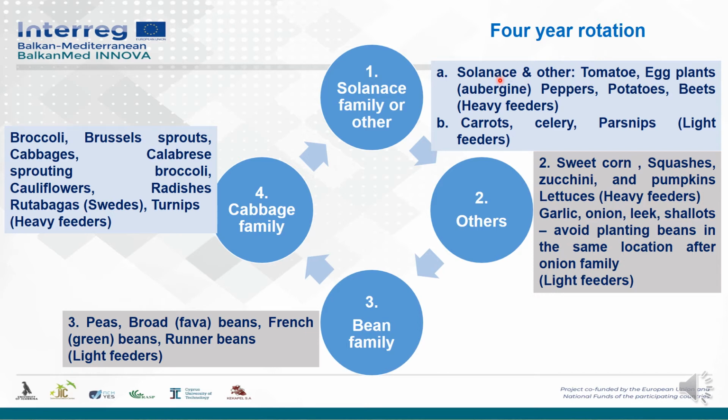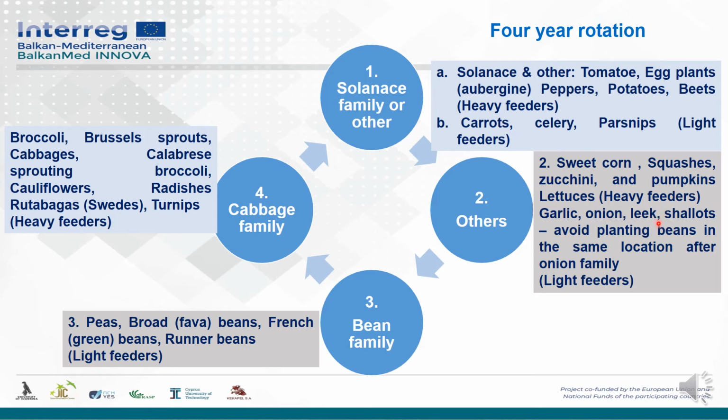So in the first group can be planted in the same year, one after the other, 2 groups of plants or 2 subgroups, Solanaceae and root plants, which are 2 groups, regarding how much they use the nutrients. So we have the heavy feeders and the light feeders.